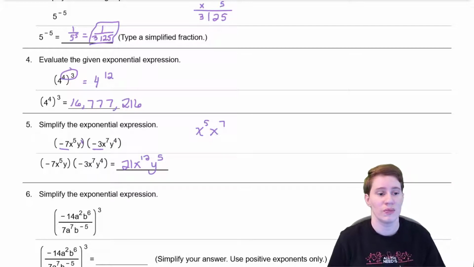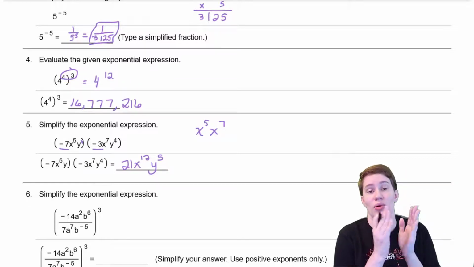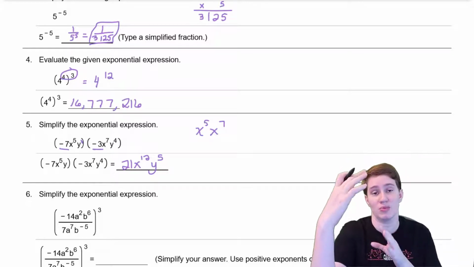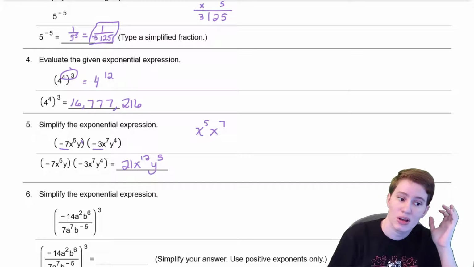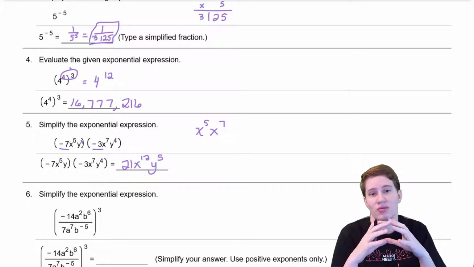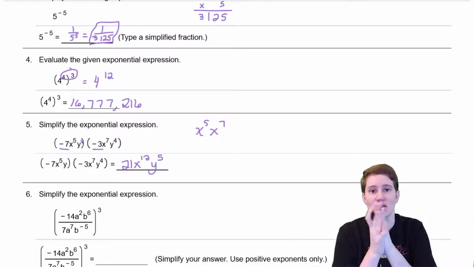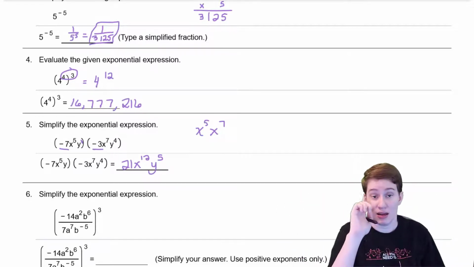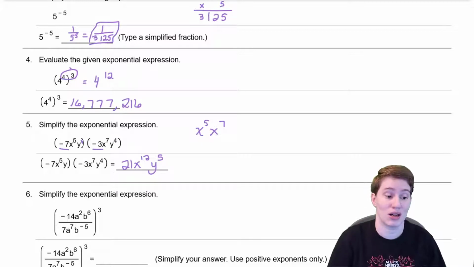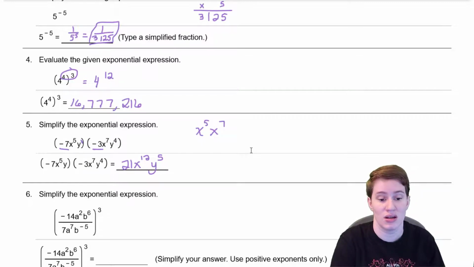Y to the 1st and y to the 4th together mean that I have 5 y's, so this would be y to the 5th. So in number 4, where we had a power to a power, that's multiplication to combine those exponents. But on 5, where we have them next to each other, and we're saying I have x to this and x to this, and I want to combine them, that's where we add. On 6, where we've got a fraction, we're going to end up using subtraction.